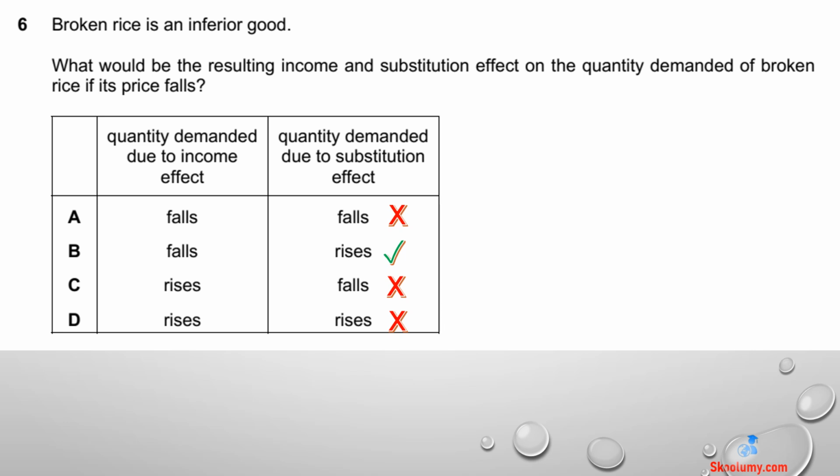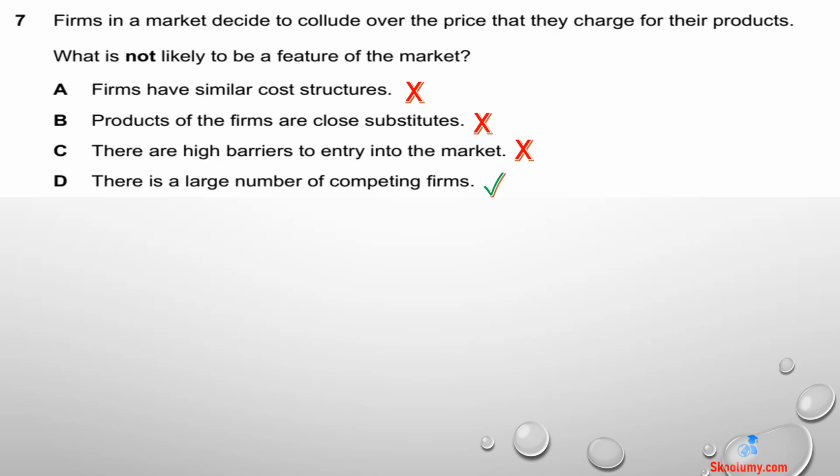A fall in price will lead to more units of the product being purchased in place of another product that has now become relatively expensive. This is the substitution effect. Question 7. Firms in a market decide to collude over the price that they charge for their products.